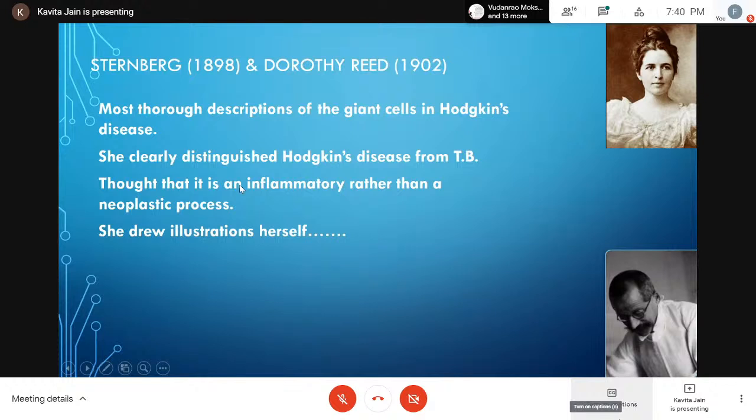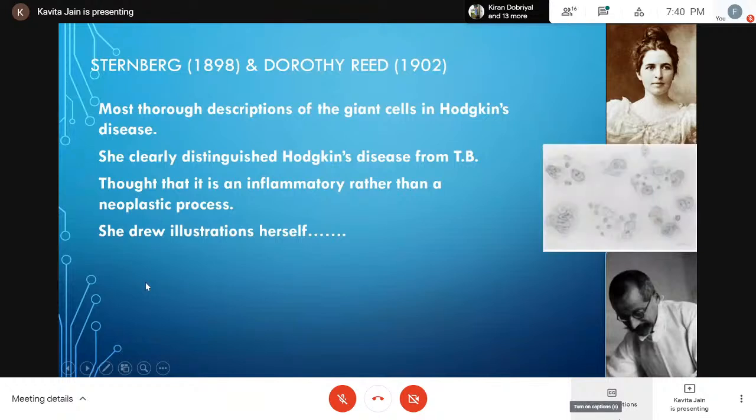Most of the work was done by Dorothy Reed, and she clearly distinguished Hodgkin's disease from tuberculosis on the basis of morphology. Although, she still thought that it is an inflammatory rather than a neoplastic process, and that is the reason why they called it Hodgkin's disease and not lymphoma. She also drew the illustrations herself by looking under the microscope, and see how accurate they were. So the Reed-Sternberg cells we got from here, and the eponym survives to the present.